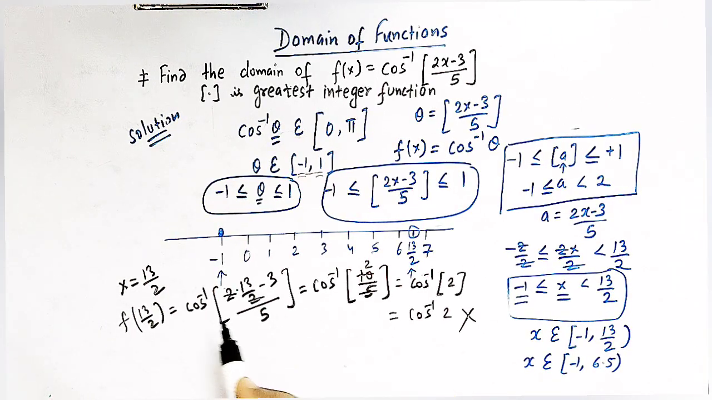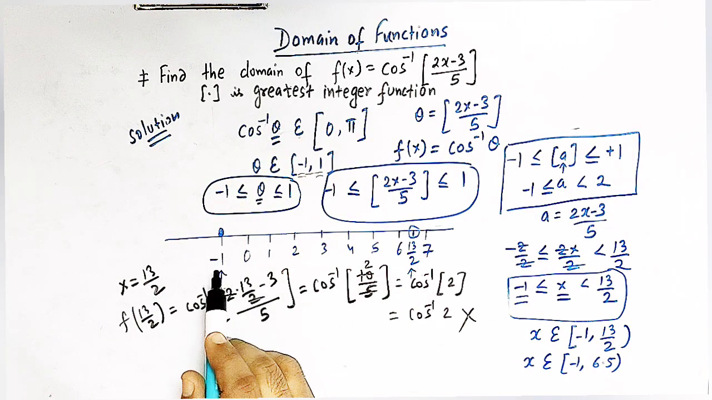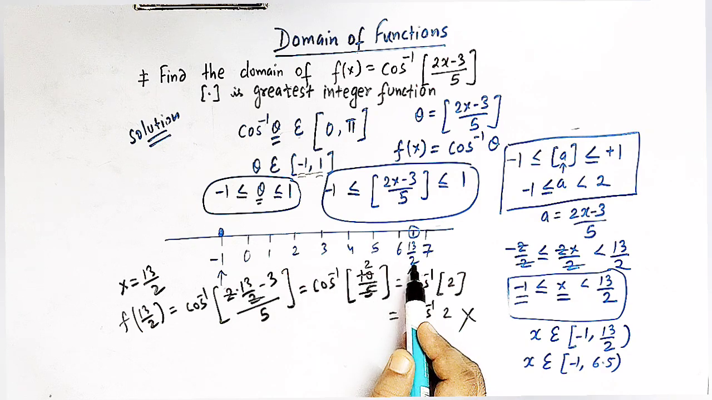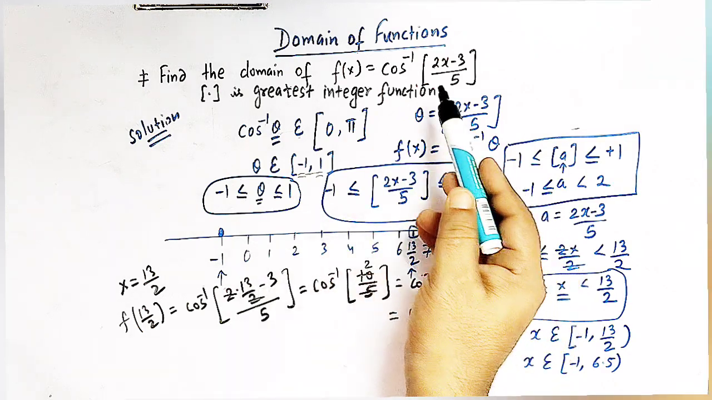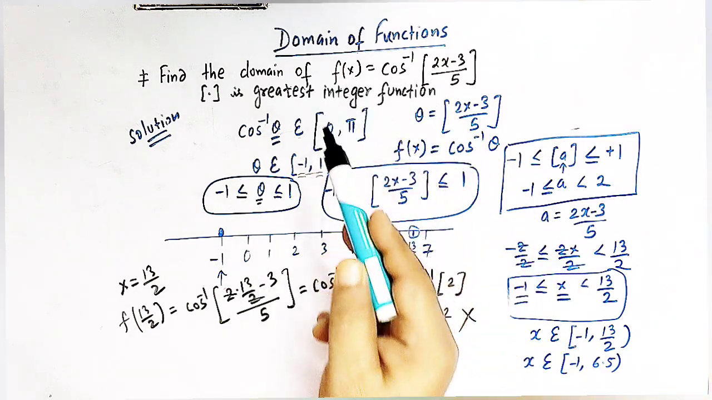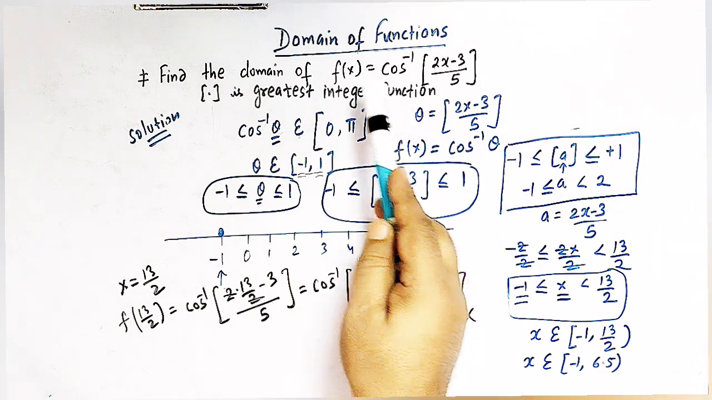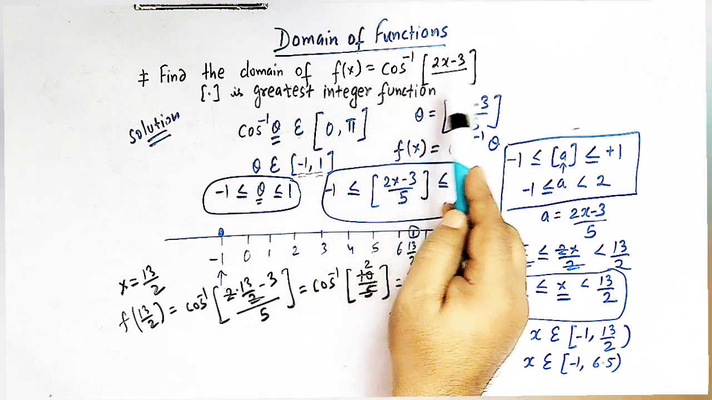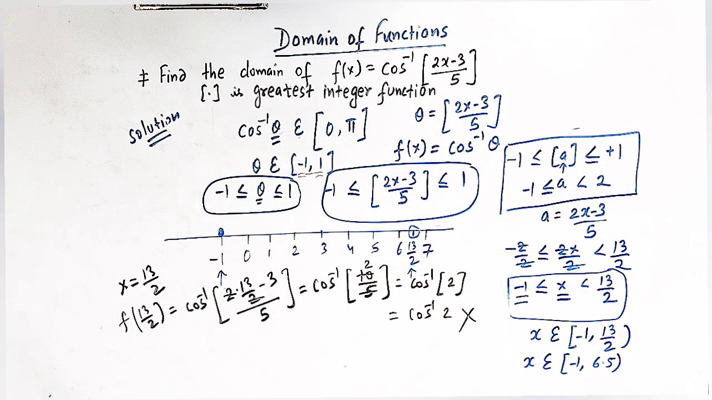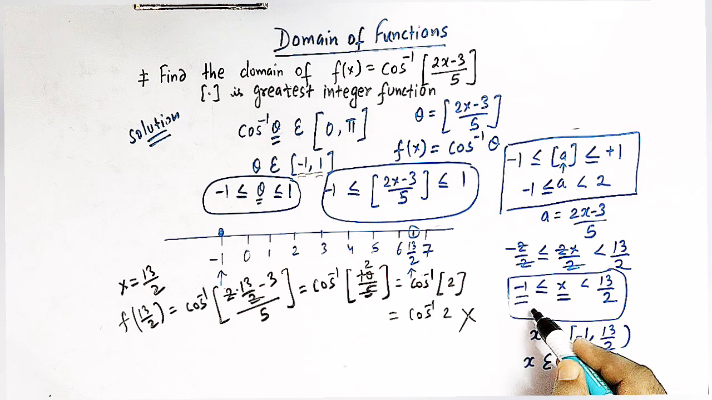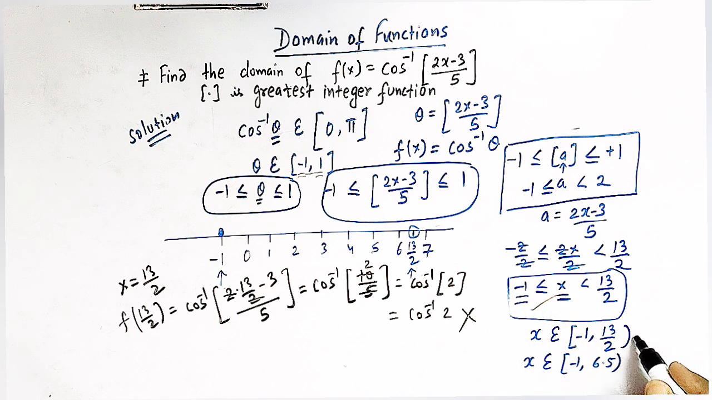So all other points which lie between -1 and 13 by 2 belong to the domain of this function. So viewers, this is how we can find out the domain of this function, that is cos inverse of the greatest integer of (2x minus 3)/5, and the domain is given by this inequality or this interval.